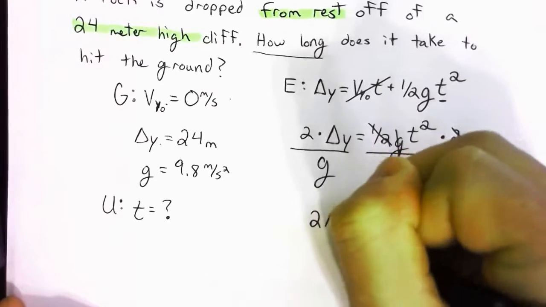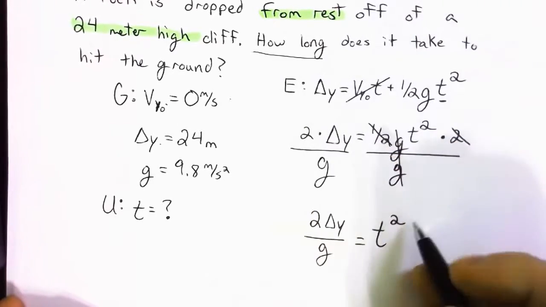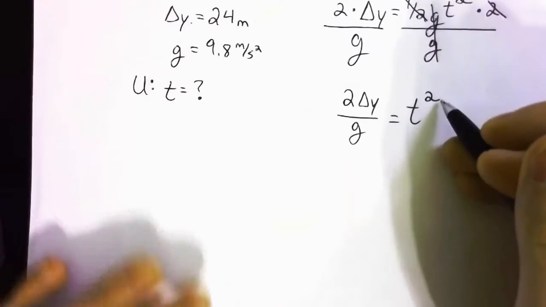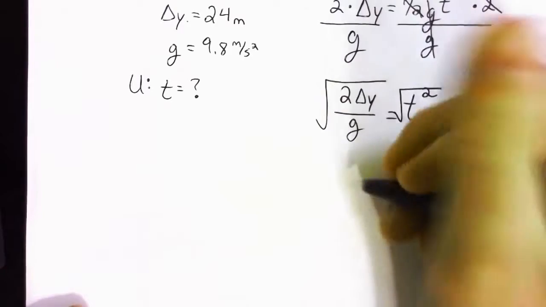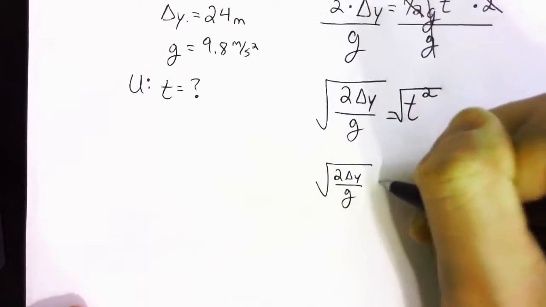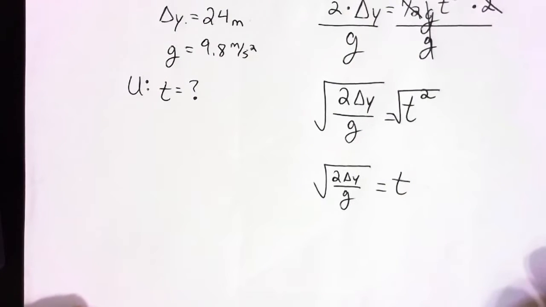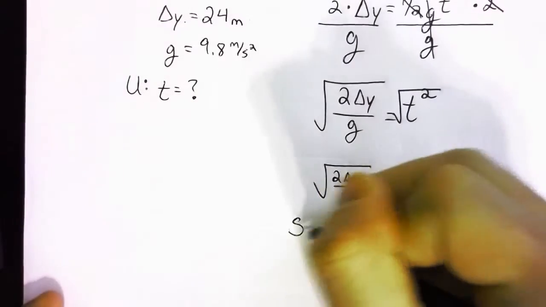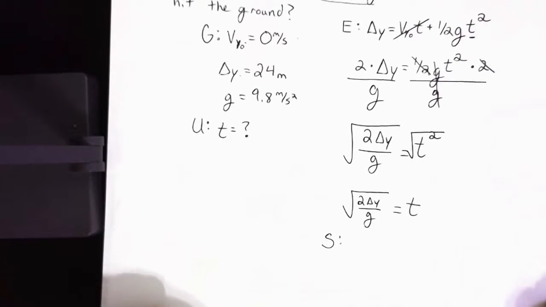Now we have 2 delta y divided by gravity equals t squared. To get rid of the square, we'll make sure to take a square root of both sides, and we get the square root of 2 delta y divided by g equals our time. Now we can do the last two steps, which is substitute and solve. Substitute is simply plugging in our numbers, and solve is what do we get in our calculator.